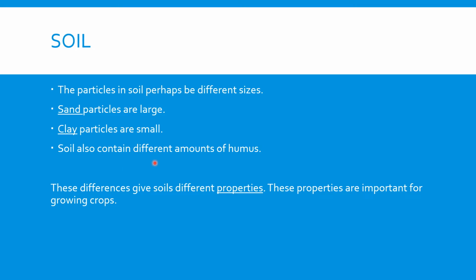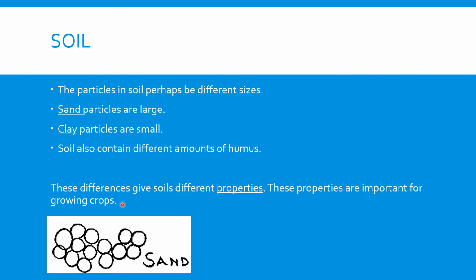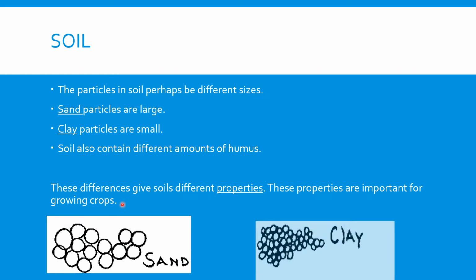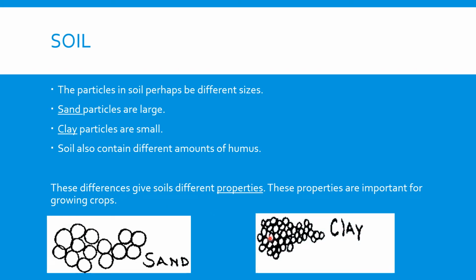Soil also contains different amounts of humus. These differences give soil different properties. These properties are important for growing crops. This is the structure of sandy soils, and this is the structure of clay soils.